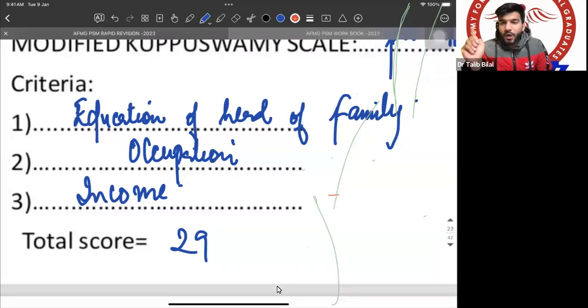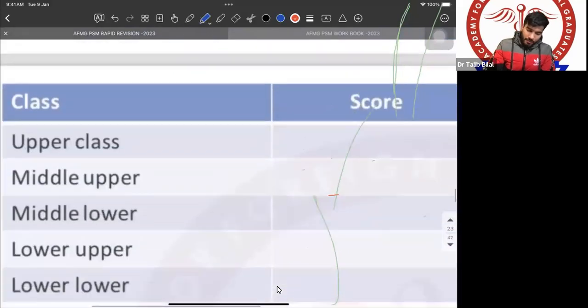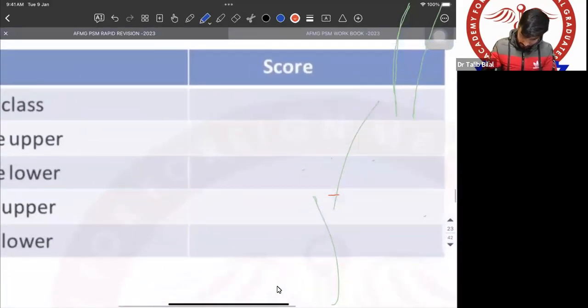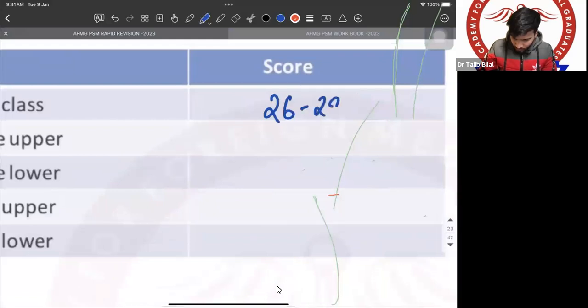The question was simply asked: which of the following is not a component or criterion of the modified Kuppuswamy scale? Education, occupation, income, and housing. What will be our answer, guys? Housing. Is that clear?